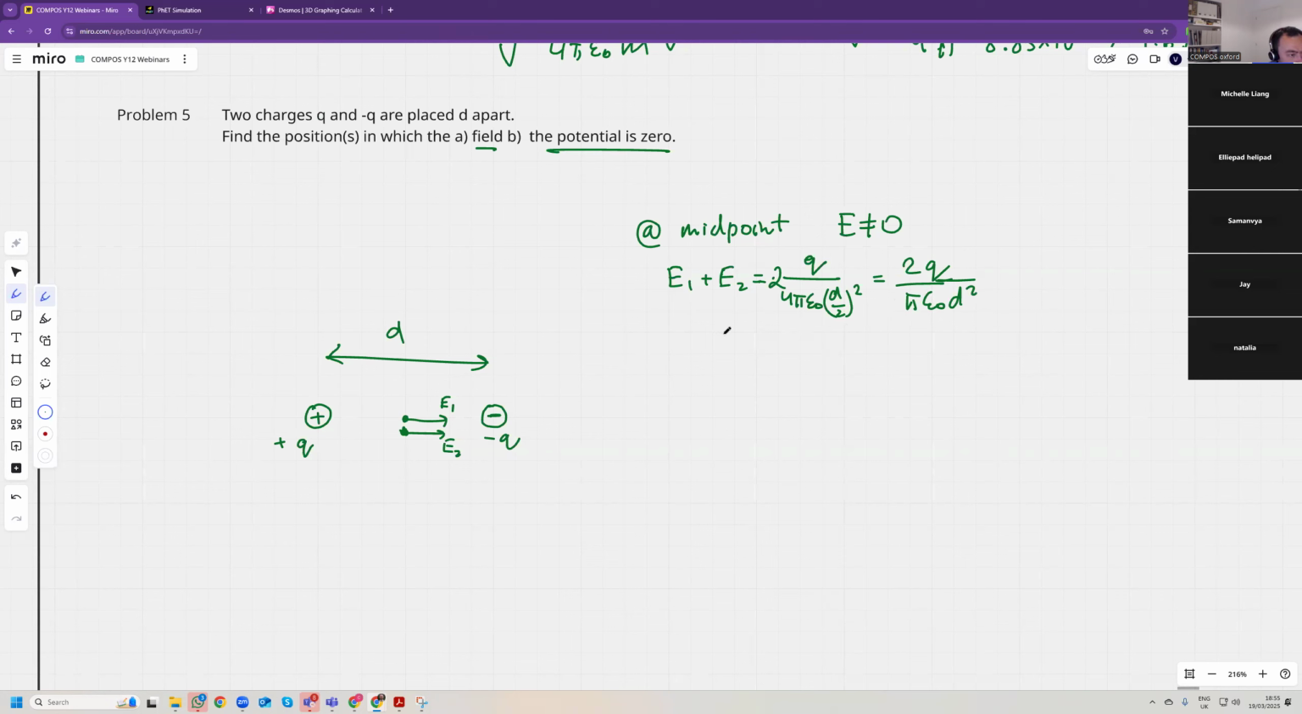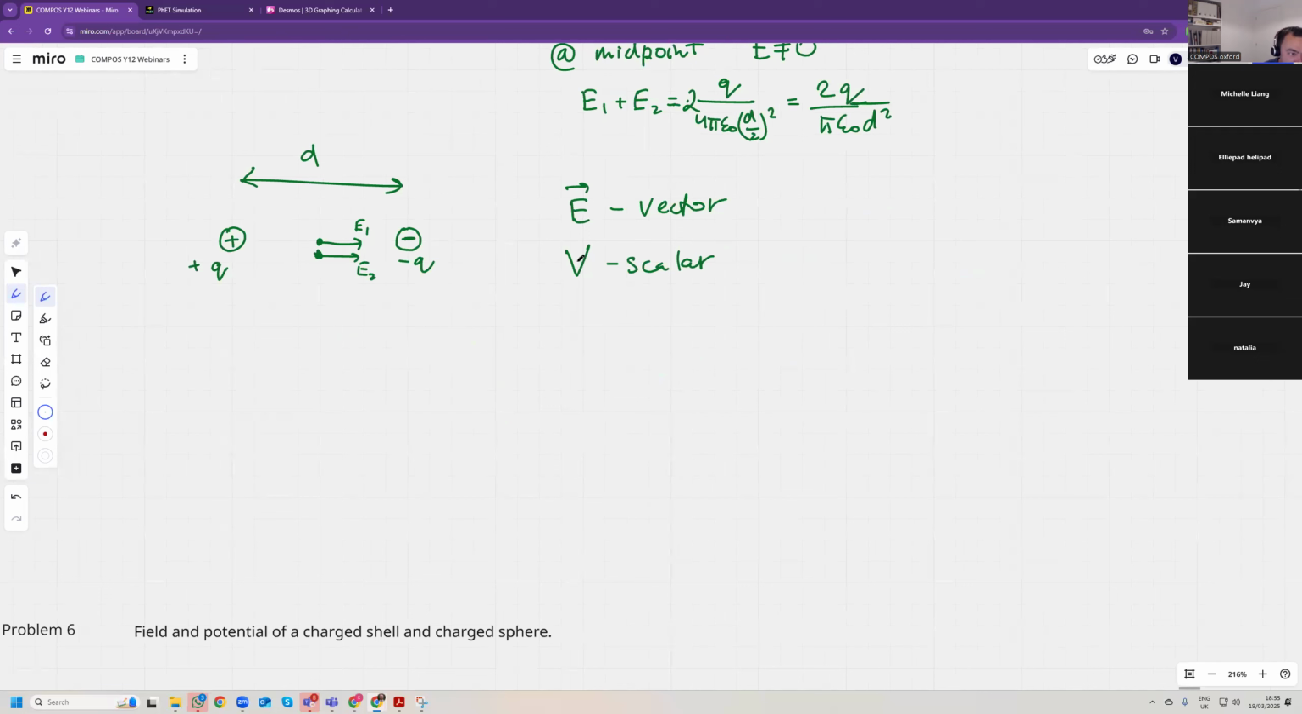But the electric field is a vector. But potential is a scalar. And that means it doesn't have direction. The potential around a positive charge is positive, and the potential around a negative charge is negative.